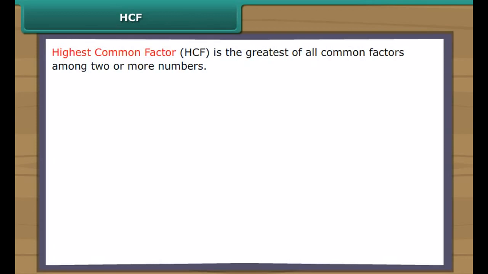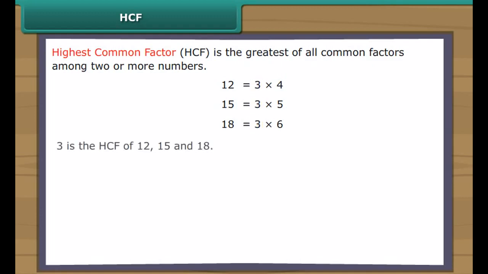Let us identify the HCF of 12, 15 and 18. 12 is equal to 3 into 4, 15 is equal to 3 into 5, 18 is equal to 3 into 6. The common factor is 3. Therefore, 3 is the HCF of 12, 15 and 18.